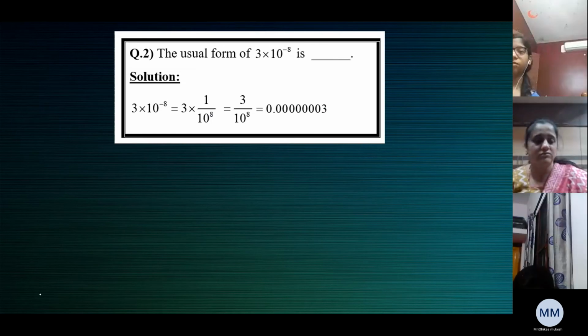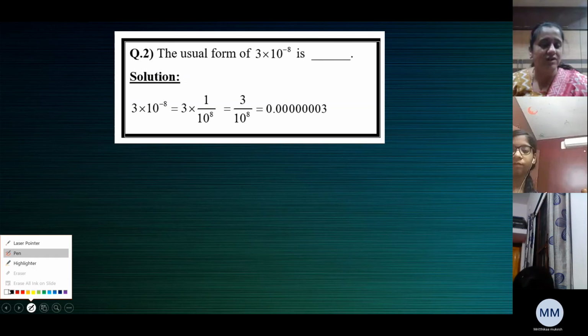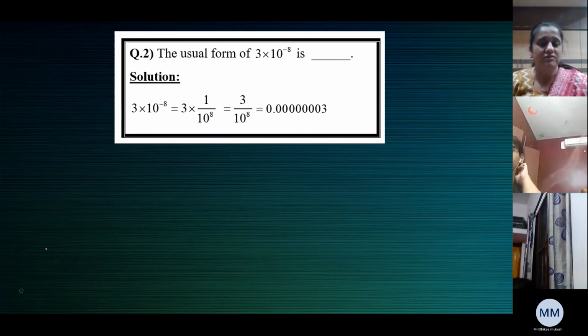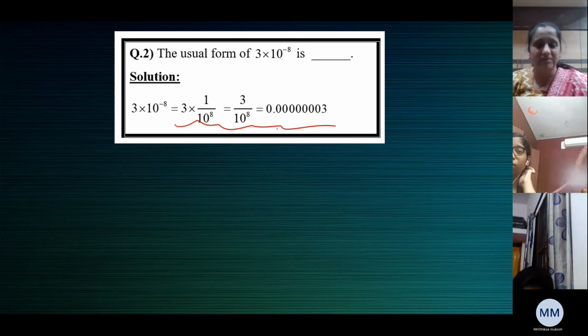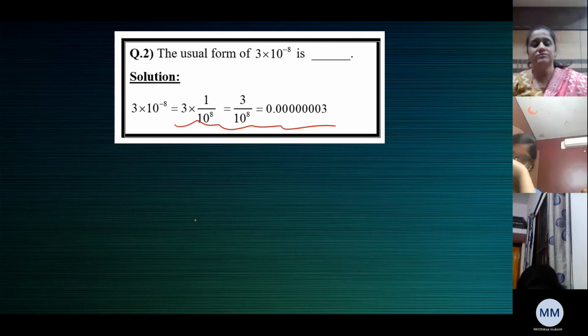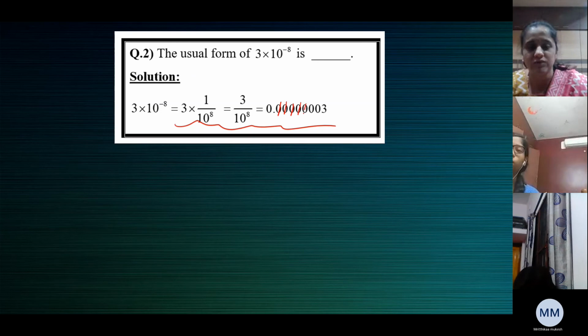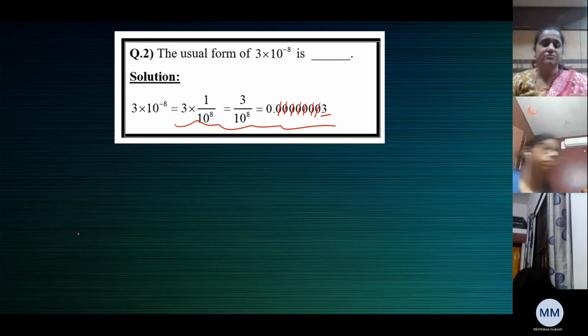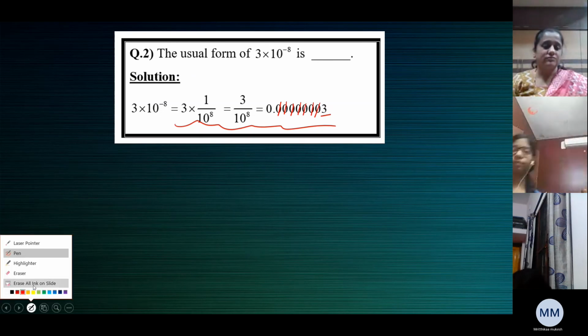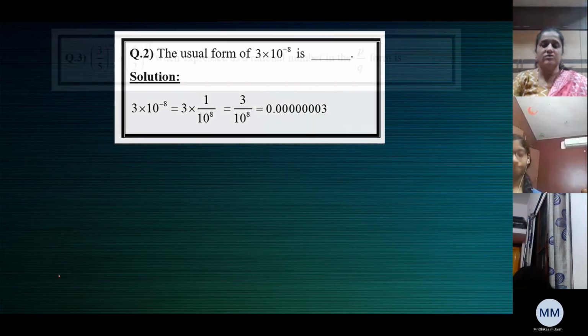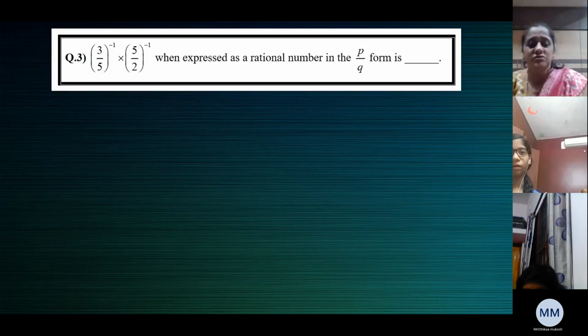Yes, ma'am, understood. Please write it one below the other, children. Don't write it side by side like this. Write it one below the other. Done, ma'am. So you can see 1, 2, 3, 4, 5, 6, 7 zeros and 3. All right. This is your next question.